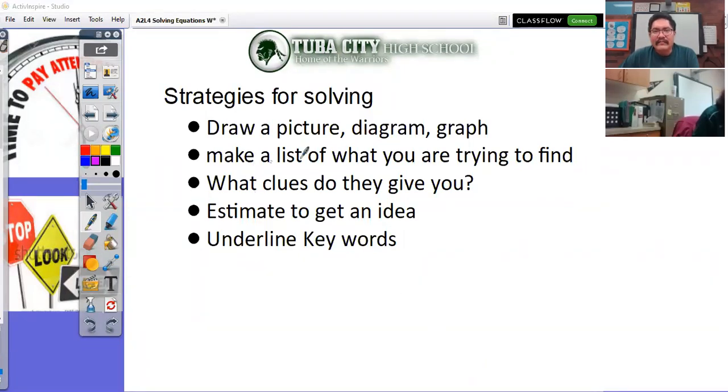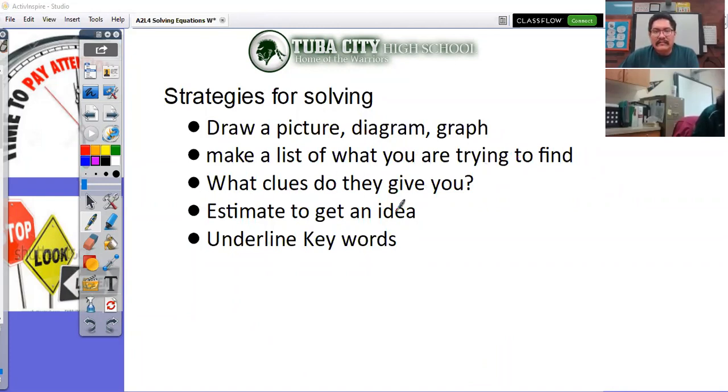Anyway, make a list of what you are trying to find. So every problem has something you're looking for. That's the whole reason why you're there, because you're looking for something that's missing. So make a list of what they give you and think about it. How can you use what they give you to find what you're looking for? And that's this part here.